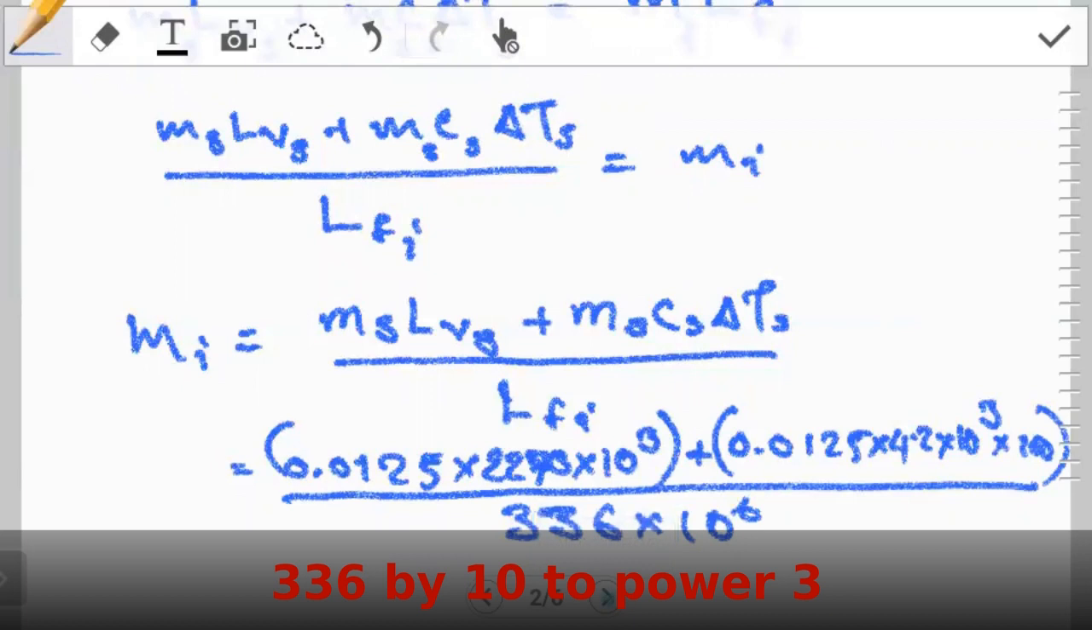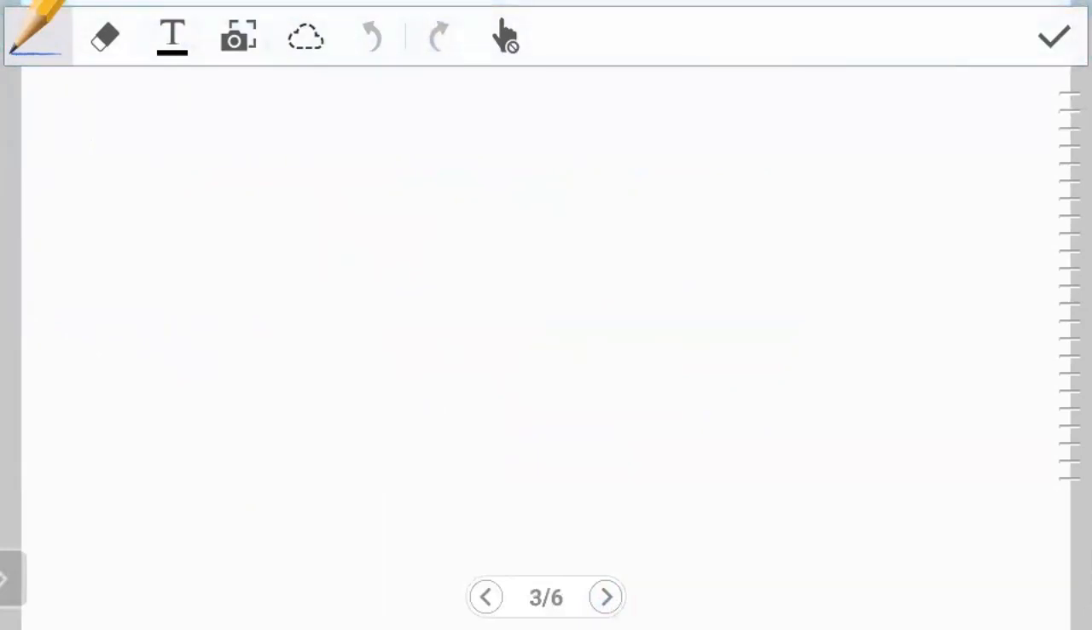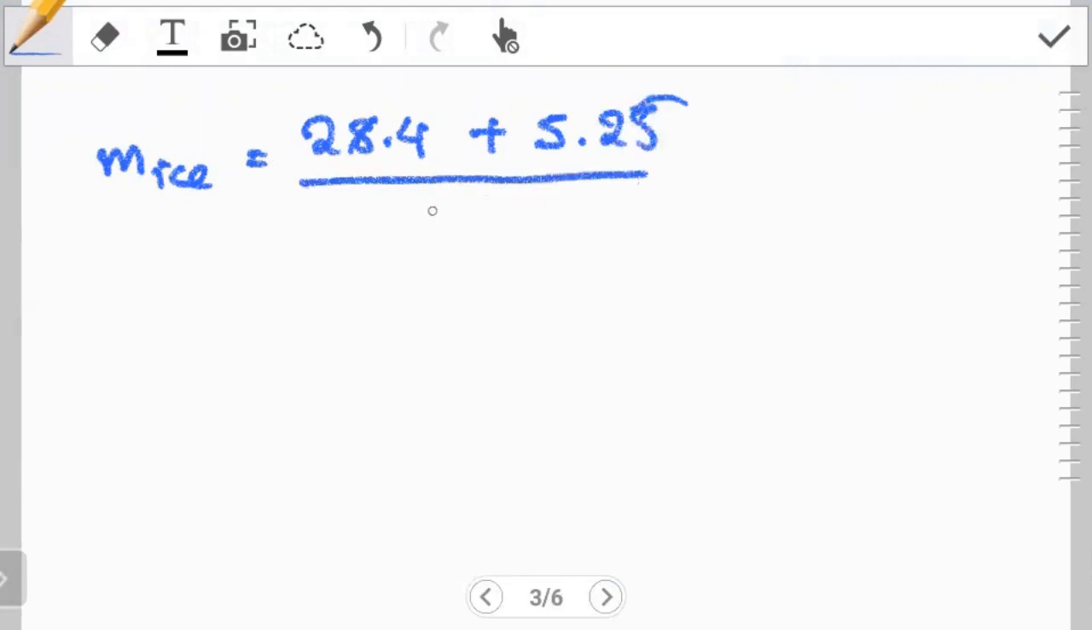Okay, so once we've got that, we can now simplify this. So we can perform our simplification. We notice that the mass of ice now becomes 28.4 plus 5.25 divided by 336. So if you perform this calculation, you should see that the mass becomes 1 kg.